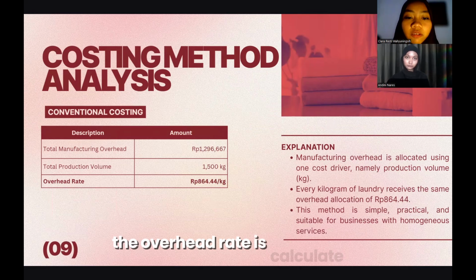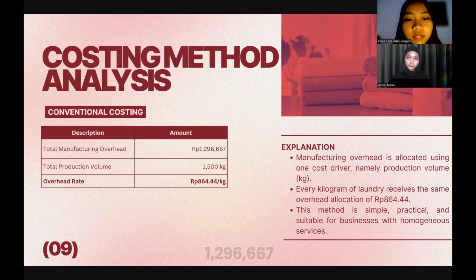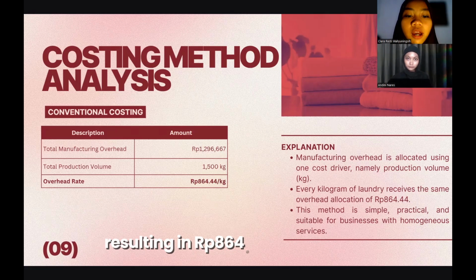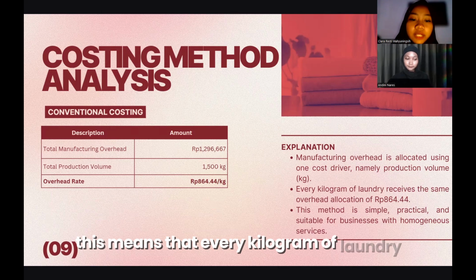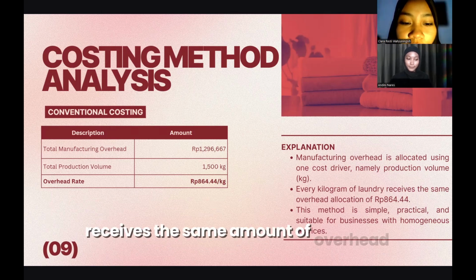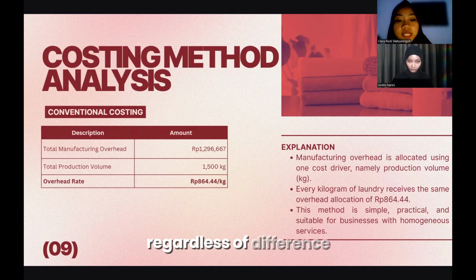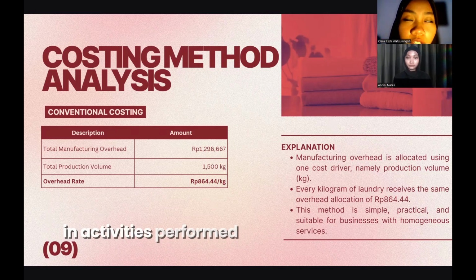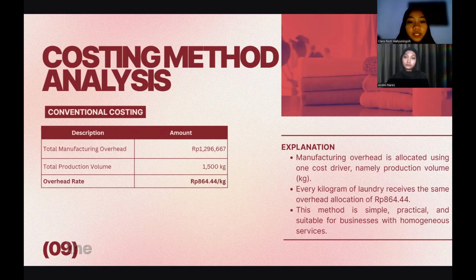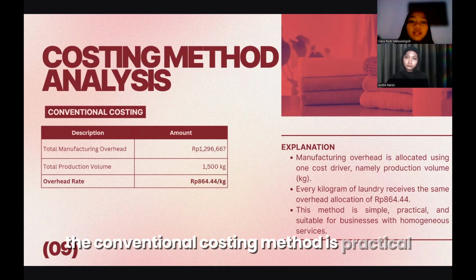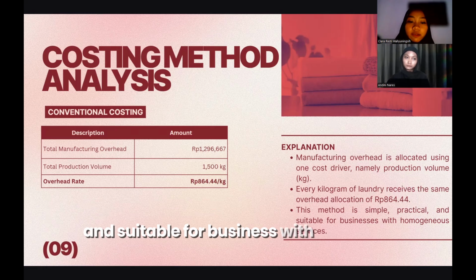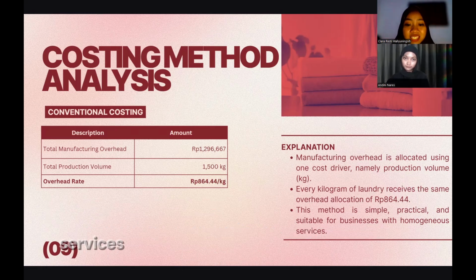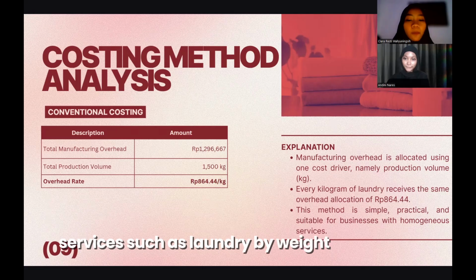The overhead rate is calculated as 1,296,667 divided by 1,500, resulting in 864.44 rupiah per kilogram. This means that every kilogram of laundry receives the same amount of overhead allocation regardless of differences in activities performed during the production process. The conventional costing method is practical, simple, and suitable for businesses with relatively homogeneous services such as laundry by weight operations.